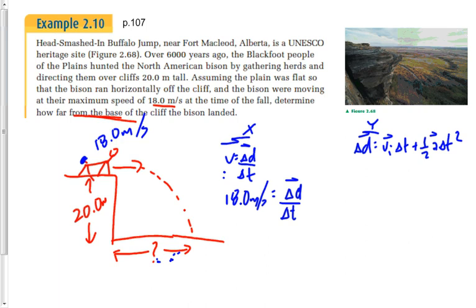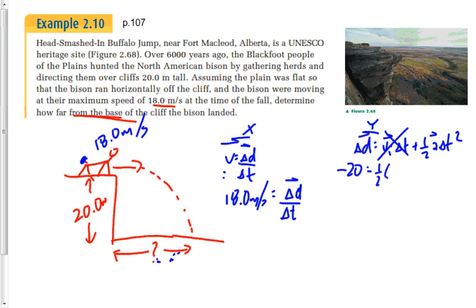Okay, so let's go to the Y component now. Delta D for the Y component, we do know that. What's the displacement for the up and down motion of these buffalo? You're close, but not 20. Negative 20, right? Because it's 20 meters below where they started. What's VI for the Y component? The instant these buffalo run over the edge of the cliff, how fast are they moving up and down? That's zero, it's horizontal. One tenth of a second later, they're moving downwards as well because they're starting to fall. But the instant they run off the cliff, it's only horizontal motion. So VI is zero. Zero times time is zero.